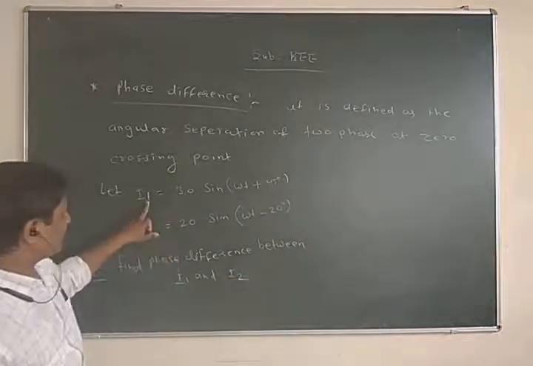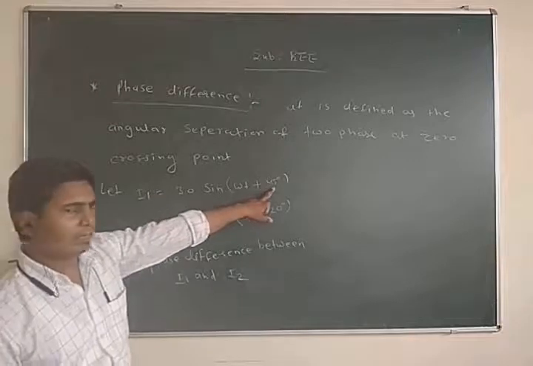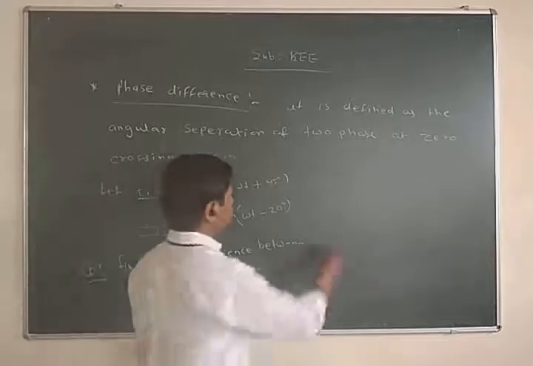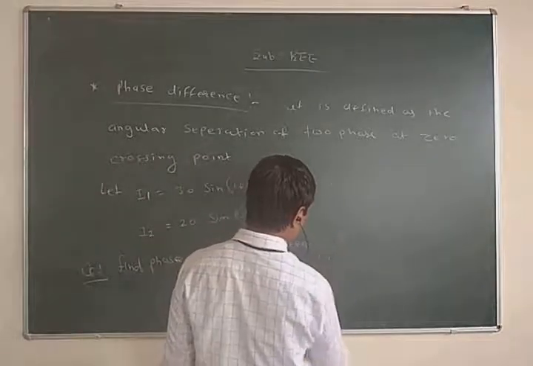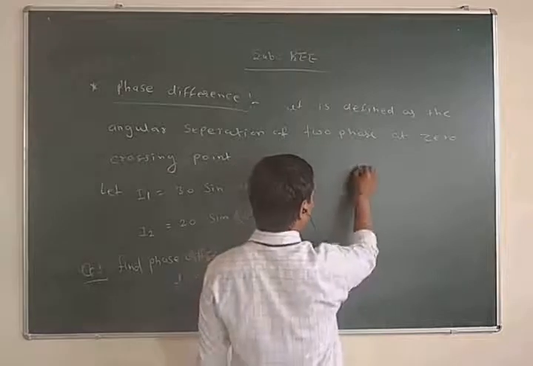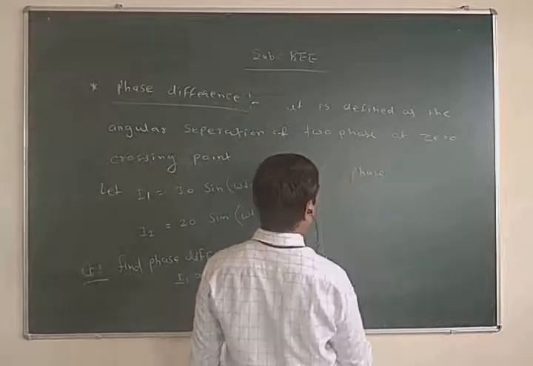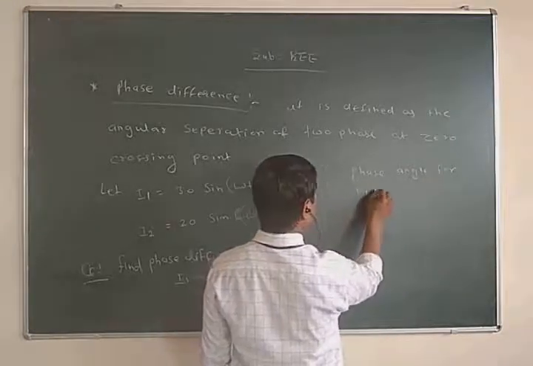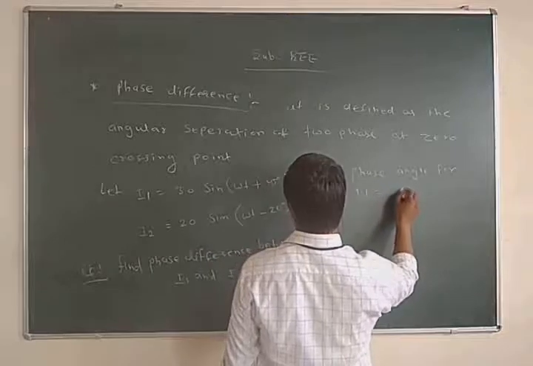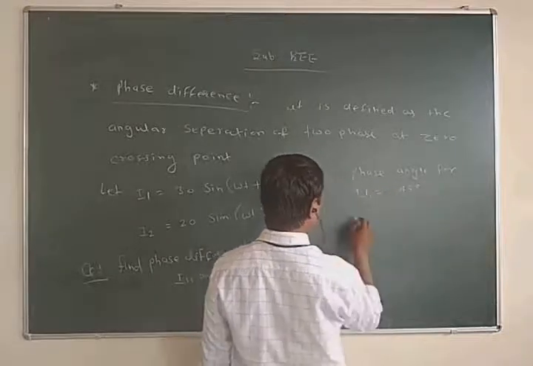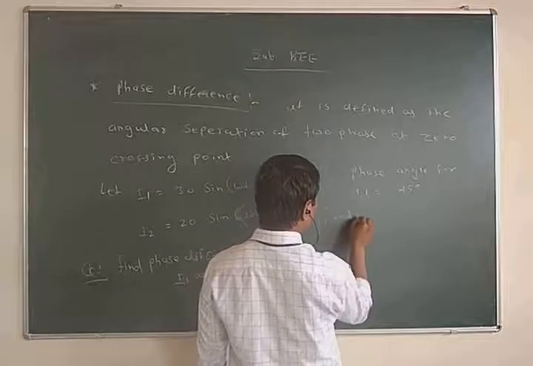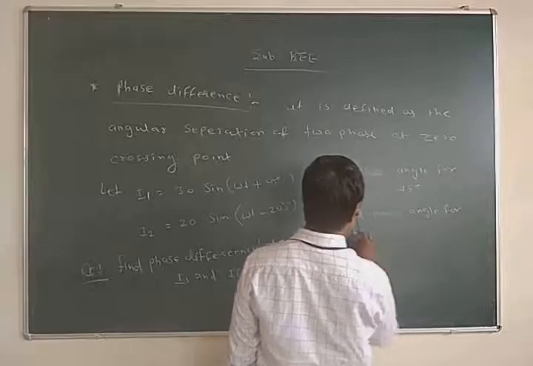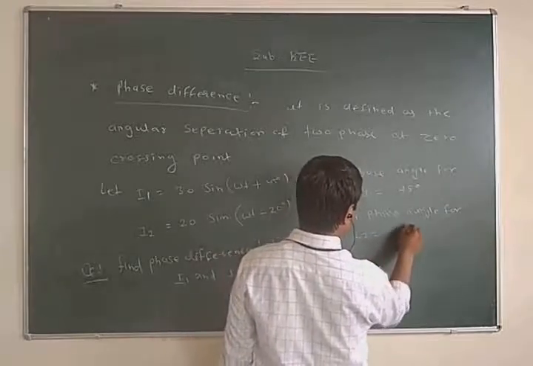So the phase angle for I1 is 45 degree and the phase angle for I2 is minus 20 degree.